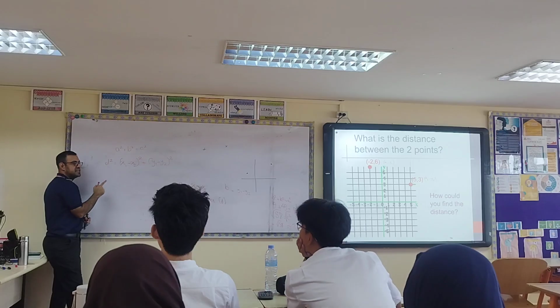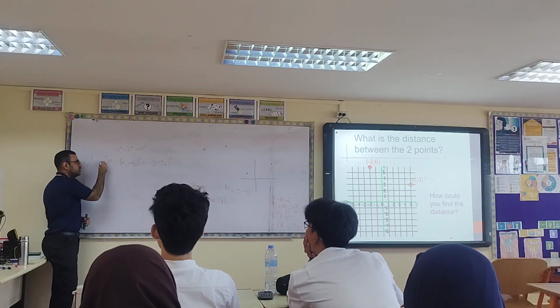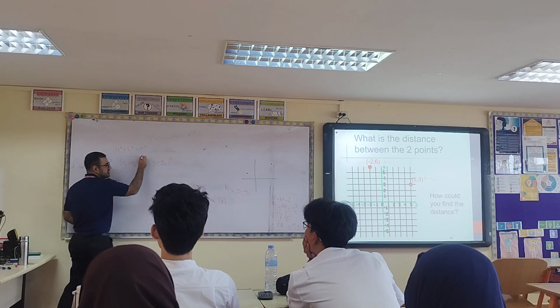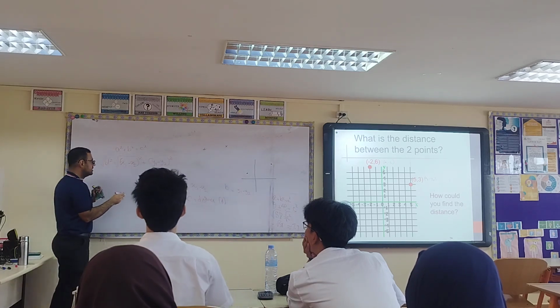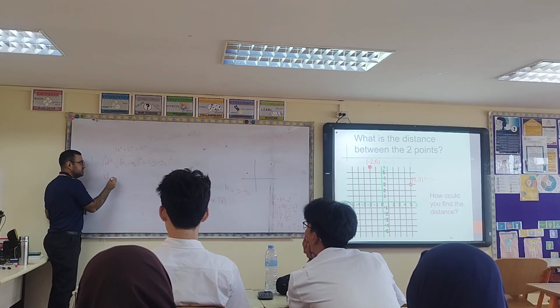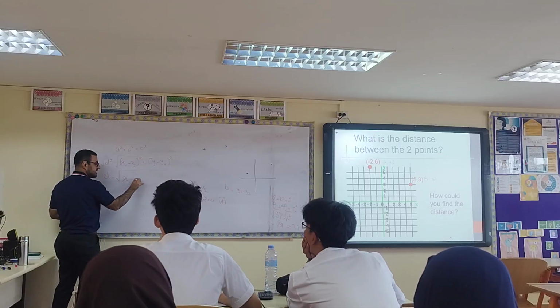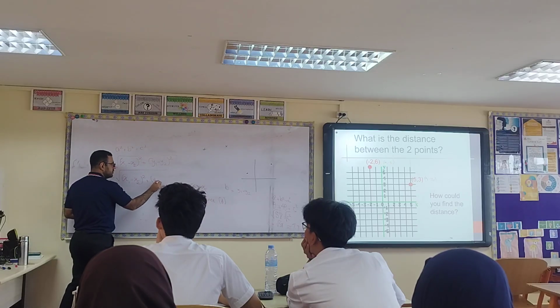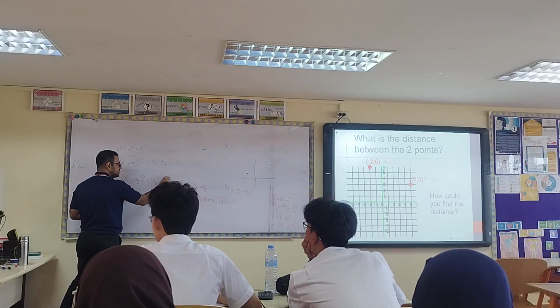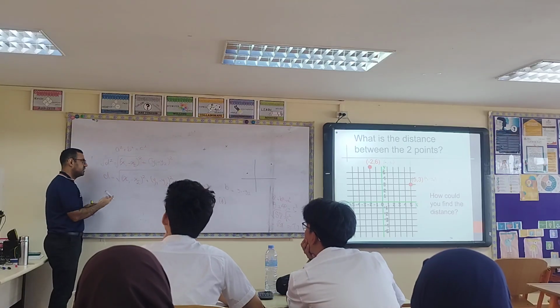Now how do we find the distance alone, not distance squared? We can root both sides, right? We did it here, so I'll do it again. So d equals the square root of x1 minus x2 squared plus y1 minus y2 squared. That's the formula.